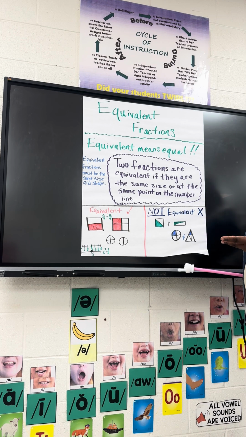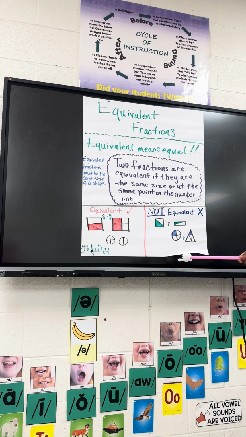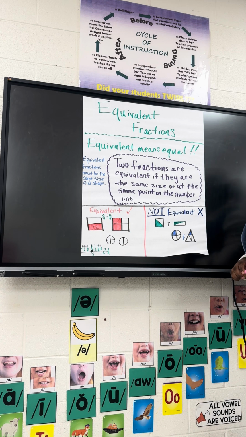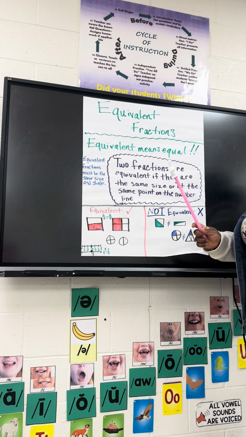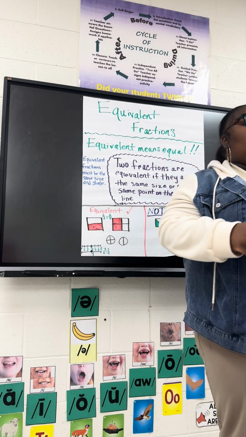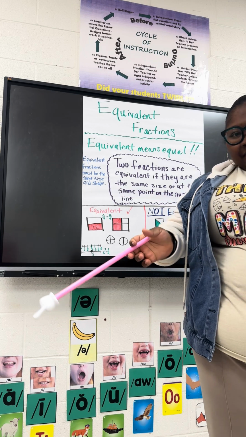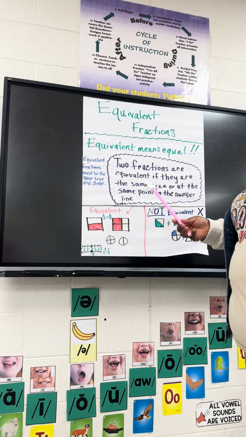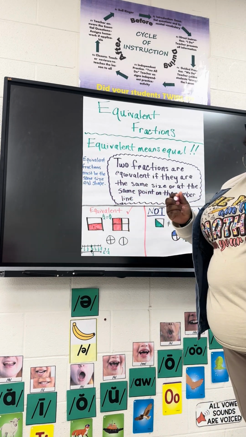Next we have a circle and a triangle. Why are they not equivalent? Because they both have 1/4 shaded. Very good. They are not the same shape. As we get ready to go into our small groups, you're going to complete another activity on fractions, and we're going to be doing other things. Now that's how you would review your anchor charts for math.